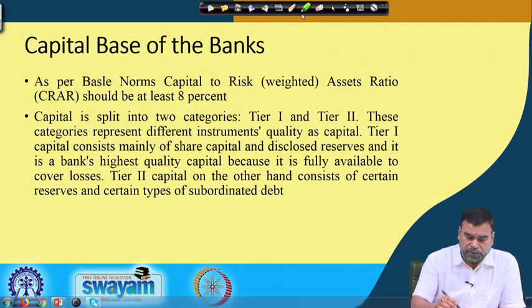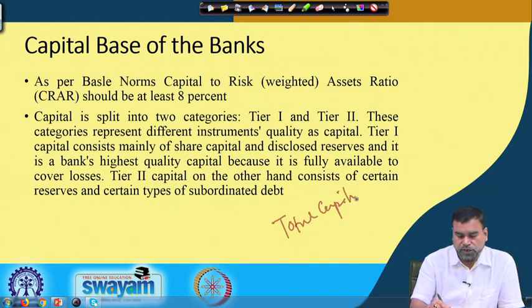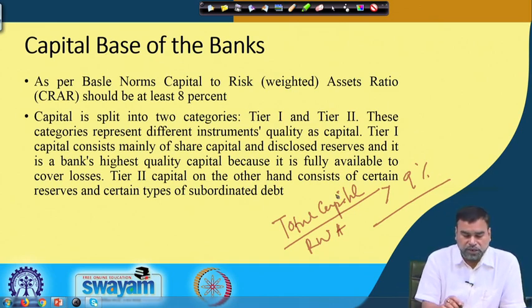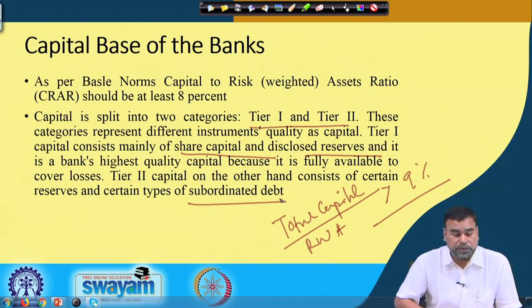Then we have a capital base, which is your total capital. Total capital means total equity capital and the debt or the bond divided by the risk weighted assets, and it should be more than 9% in the context of India according to Basel norms. Your total capital is tier 1 and tier 2 capital. Tier 1 capital is related to the share capital and the reserves and surplus, and tier 2 capital consists of the subordinated debt or the equity capital.